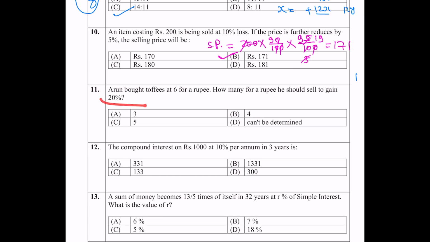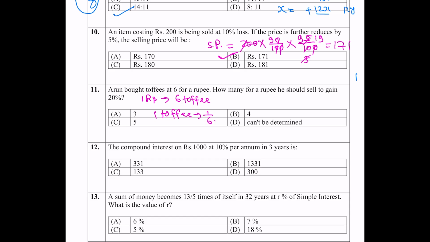Now this question number 11 is somewhat interesting also, because in this question, if you look, Arun bought toffee at 6 for a rupee. It means in 1 rupee he is getting 6 toffees. So what is the cost of 1 toffee? 1 toffee cost is 1 by 6. So in this question we have to find how many for a rupee he should sell to gain 20% profit. So like in 1 rupee how many toffees he must sell so that he gets the profit of 20%.